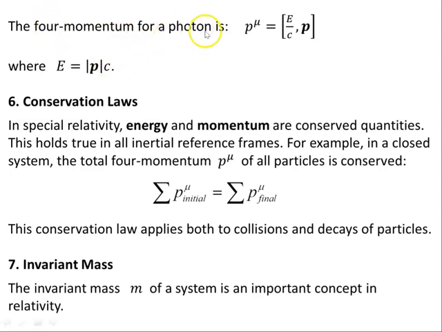All right, so the four-momentum of a photon, p mu, is still E on c and p, where E equals the absolute value of the 3-momentum times the speed of light. All right, a couple other points for this introduction here.